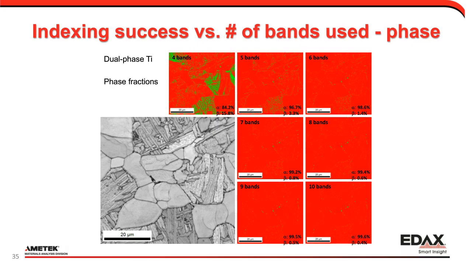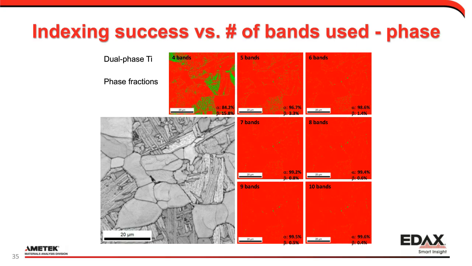Now, if I actually look at this as a phase map, you can see how much misindexing I was getting in this example here with the dual-phase titanium with the 4 bands. Basically, most of the green in this was incorrect, and because of that, he wasn't using enough bands. As you increase your bands, you can see your phase percentages change from, in this case, around 85-15 to closer to 100%. So he was getting quite a bit of misindexing here, just based off of that.